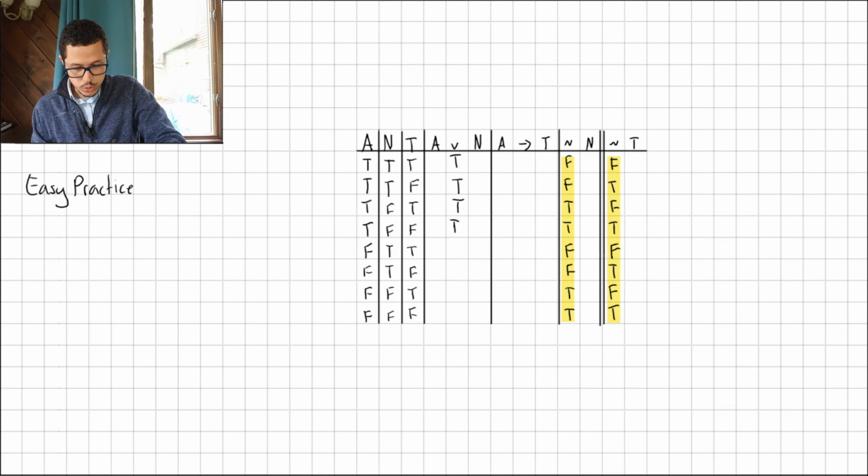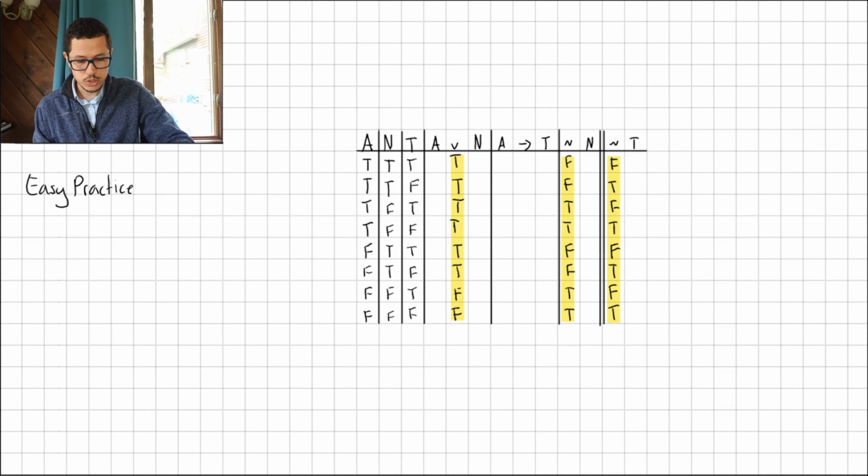Fifth row, N is true, so this must be true. Sixth row, N is true, so this must be true. And then for the seventh and eighth rows, they're both false, so I will mark them as both false there. We'll highlight that. And then finally, this last one, another conditional. We should be sick of these by now.